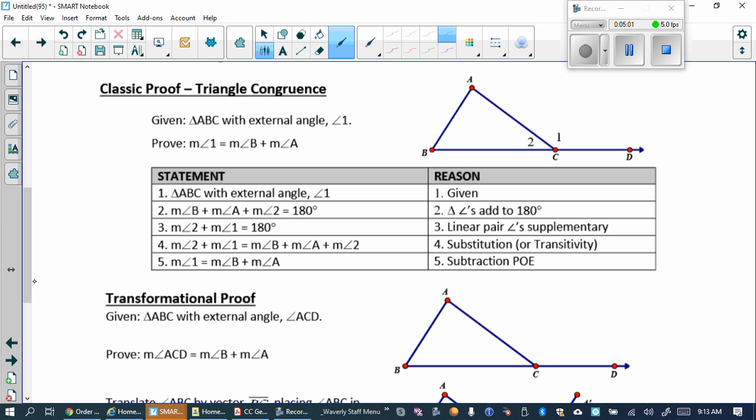So let's think about how they go about this. They've got the given here. So here's what they say: angle B plus A plus 2. Aren't those the triangle angles, right? This would be the triangle.